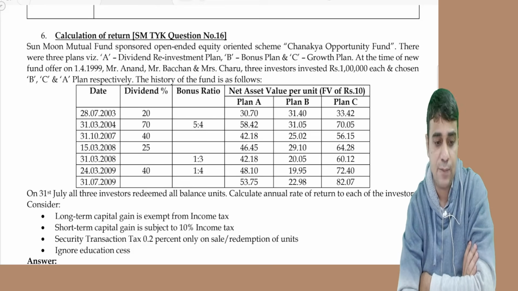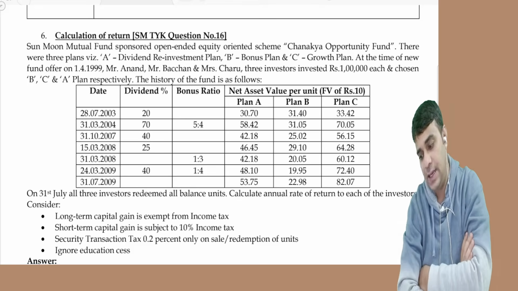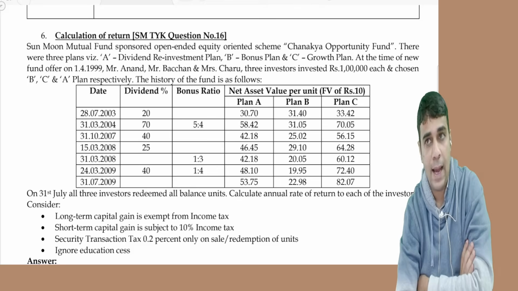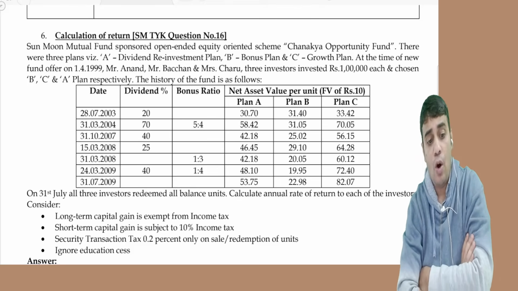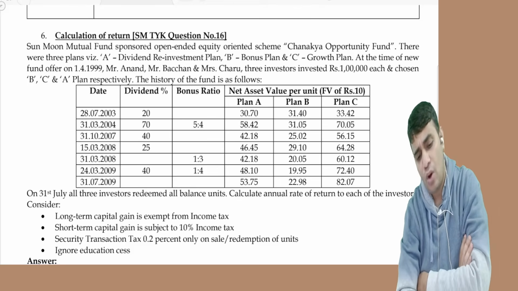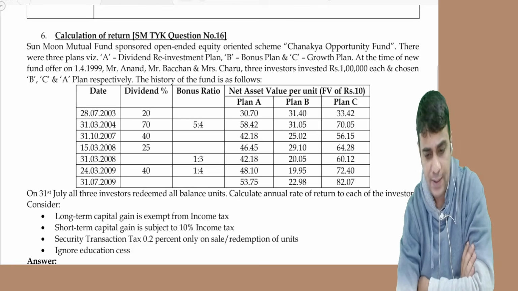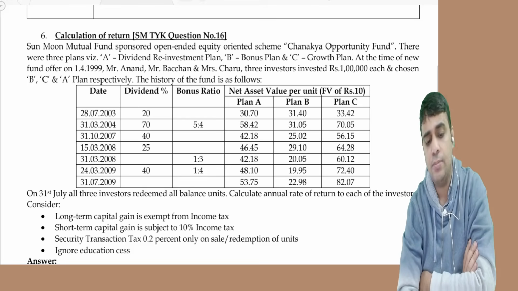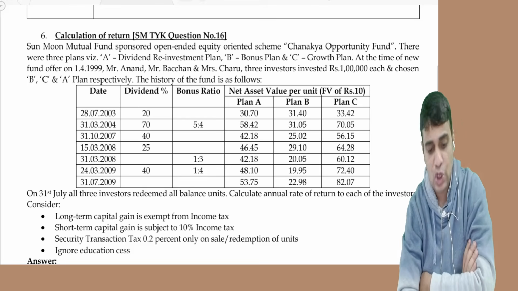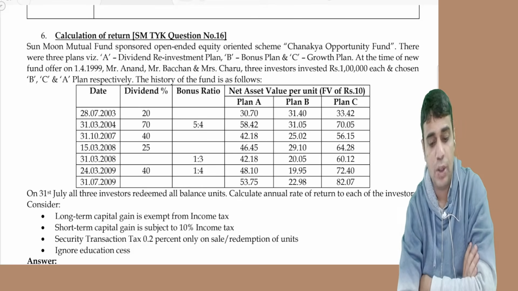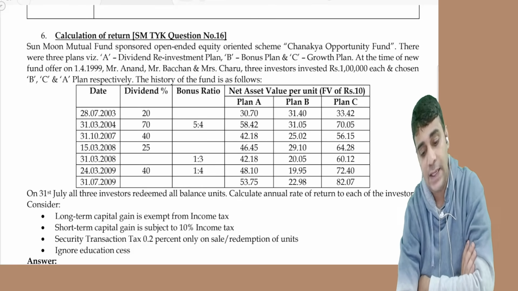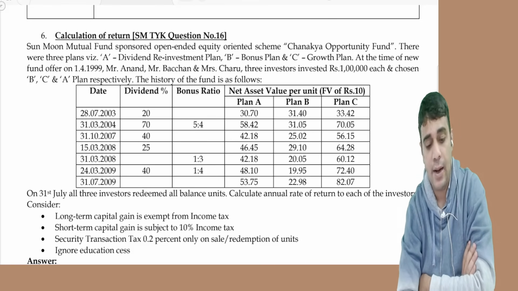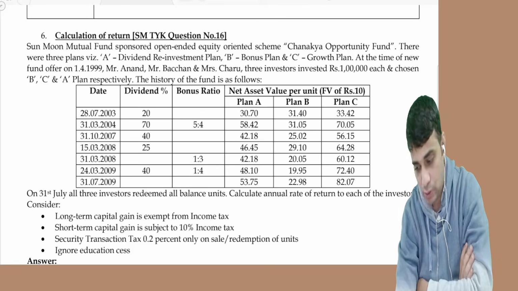The history of the fund is as follows: date, dividend percentage, bonus ratio, NAV, which is different for plan A, plan B, and plan C. On 31st July, all three investors redeemed all balance units. Calculate the annual rate of return. Consider long-term capital gain exempt from income tax, short-term capital gain subject to 10% income tax, securities transaction tax of 0.2% on sale or redemption of units. Ignore education cess.